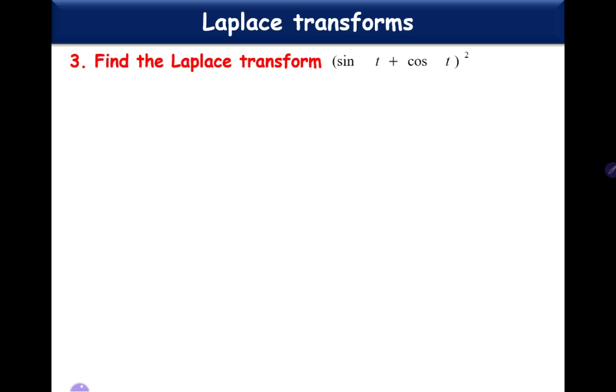Next one is find the Laplace transform of (sin t + cos t) whole square. So let us consider L of (sin t + cos t) whole square, and we expand (sin t + cos t) whole square using the (a + b) whole square expansion. Then we get L of sin²t + 2 sin t cos t + cos²t.